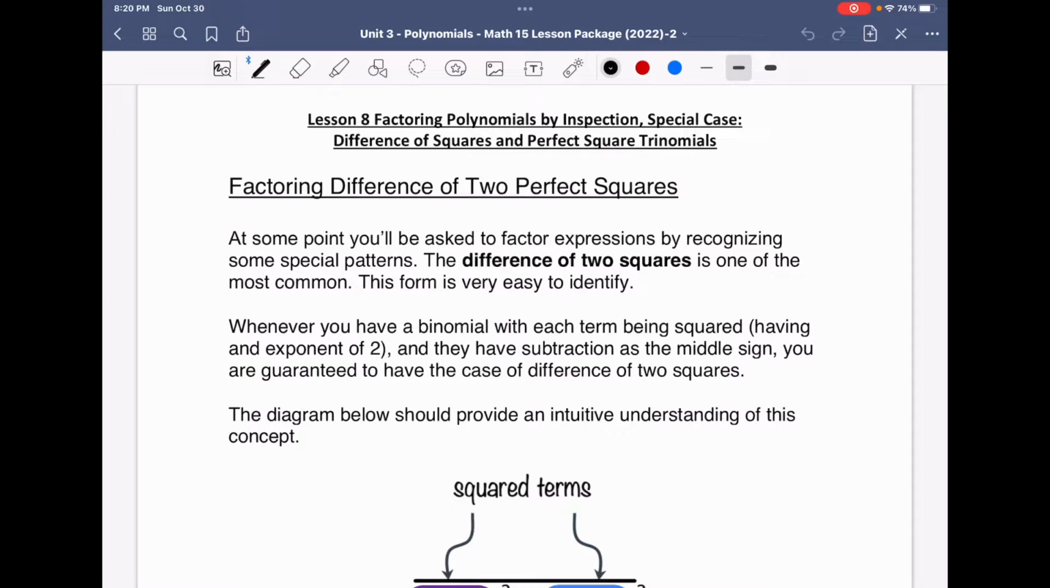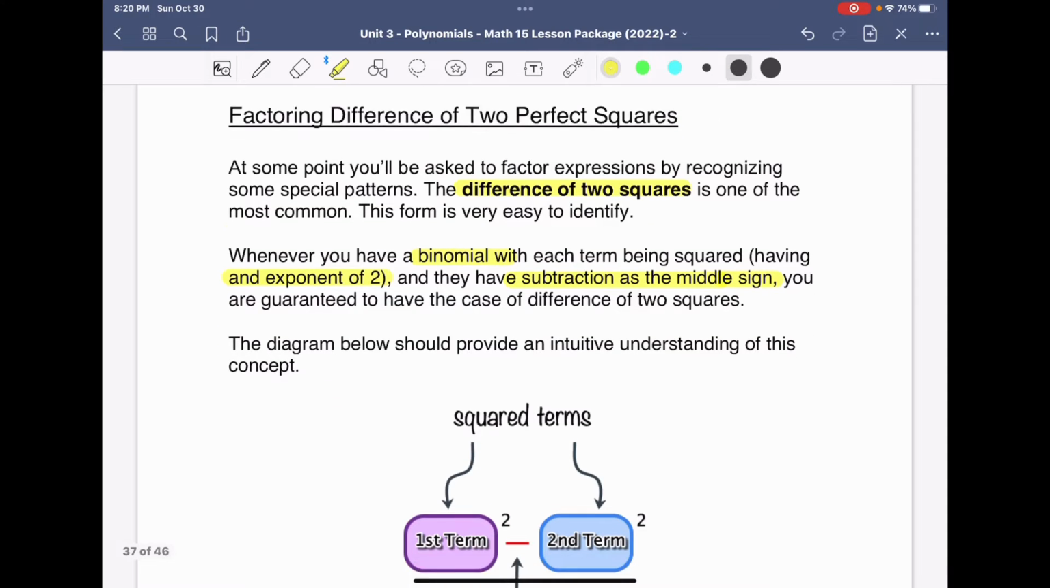All right, so now we move on to lesson 8 of polynomials, and it's factoring with difference of squares and perfect square trinomials. So we're going to begin this lesson by looking at what a difference of squares is, or a difference of two squares, and how we can factor these. Whenever we have some binomial, and each term is some square, or could be written with an exponent 2, and there's some subtraction sign in the middle, then we know that we have some difference of squares.